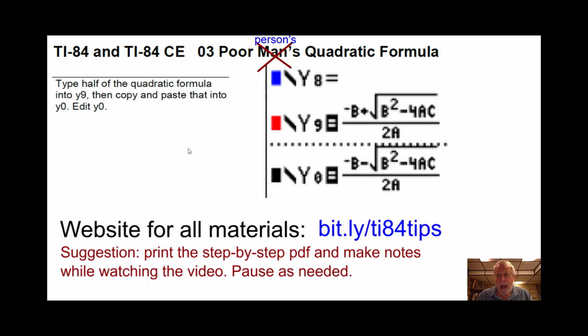I definitely want to use this for application problems, and I want to make sure my students know how to do this by hand before I let them use the calculator.